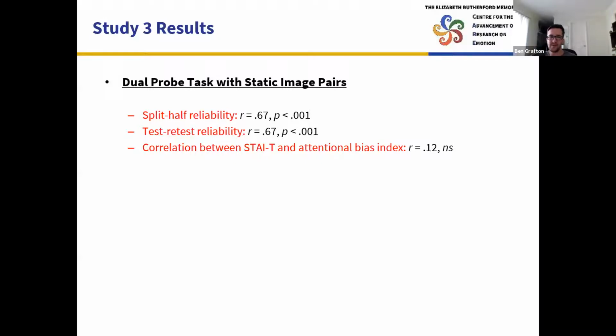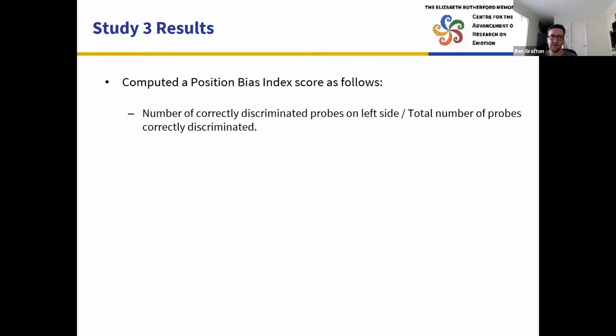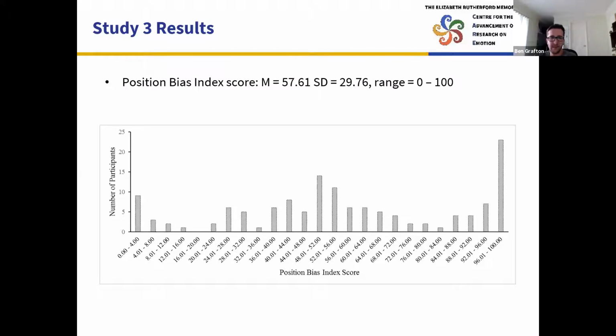So what we ended up doing was computing what we called a position bias score. And this was just the proportion of probes that participants correctly identified on the left side of the screen. And when you looked at the distribution, it was something like this, where way up that end of the screen, you had people who were showing a strong left position bias, and all the way down at the other end of the screen, that was people showing a strong right bias.